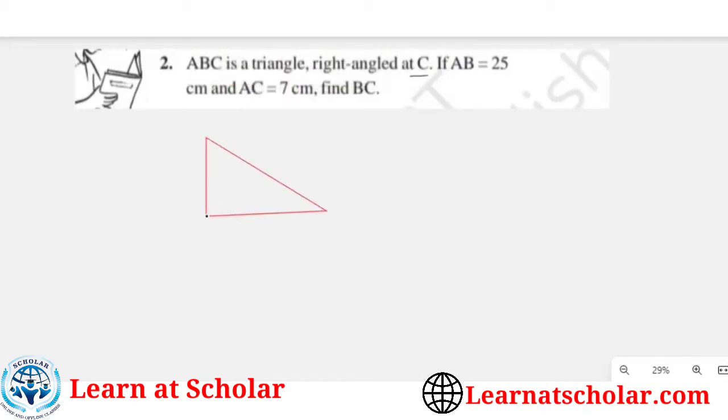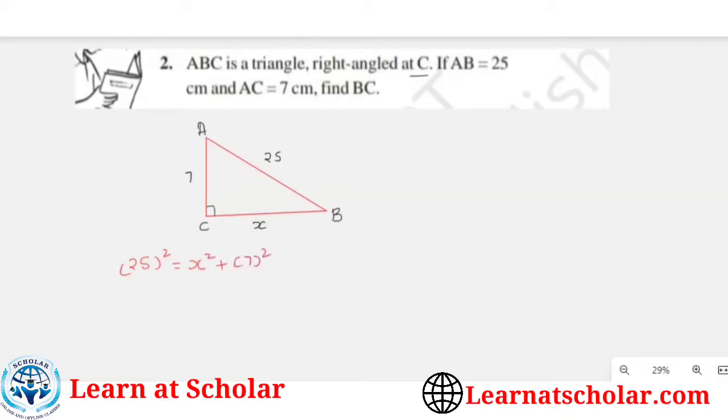Now the second question. All the questions are based on Pythagoras theorem or Pythagoras property and questions from right angle triangle. Previously we were solving the questions on equilateral and isosceles triangle. ABC is a triangle right angled at C. If AB is equal to 25, that means the hypotenuse is 25. AC is 7 and we have to find out BC, which is equal to x.